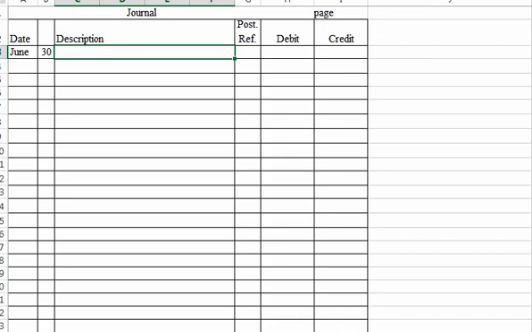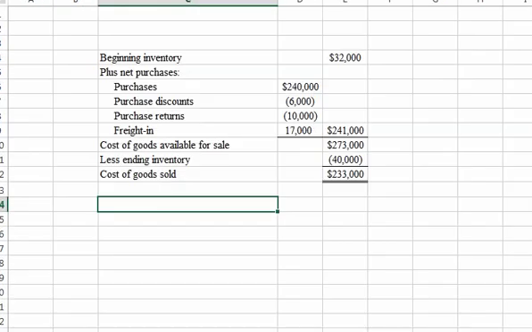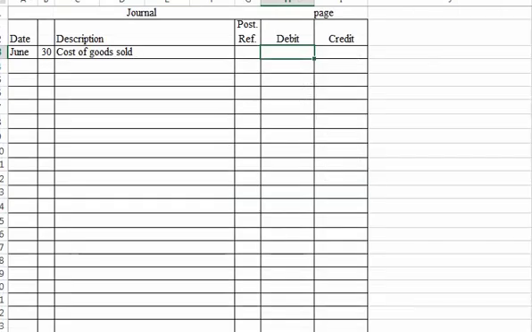Okay, so let's look at it. We want to put cost of goods sold on the books. It's an expense account, increases on the debit side. So cost of goods sold. And I know you haven't seen this before, not with me anyway. So we pick up that number from over here. Cost of goods sold is $233,000. It's an expense account, goes on the books as a debit.